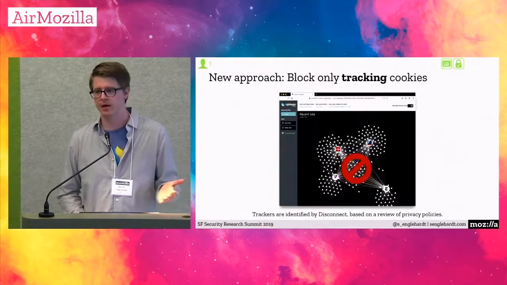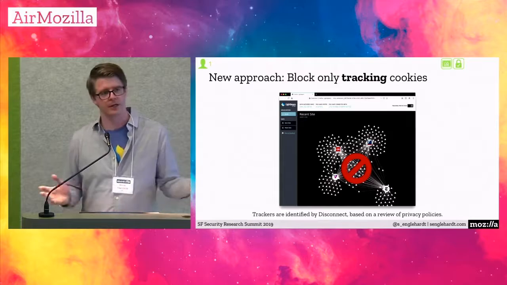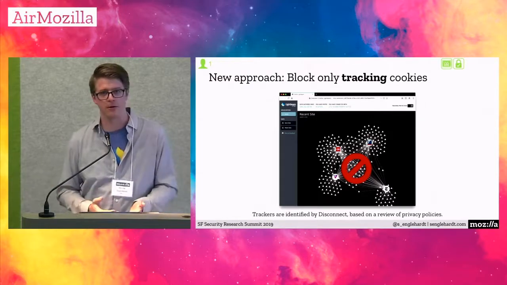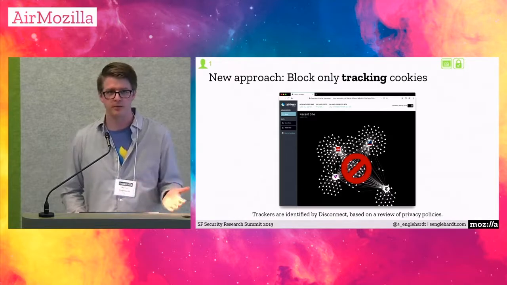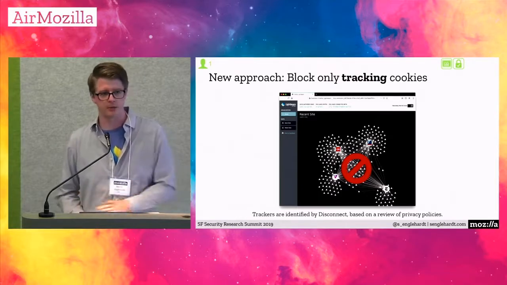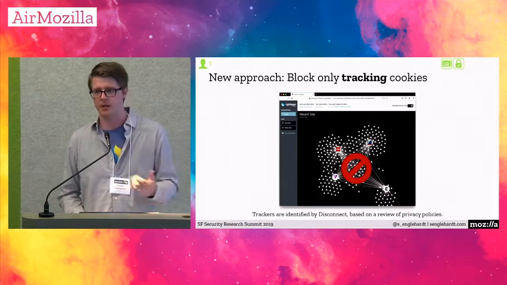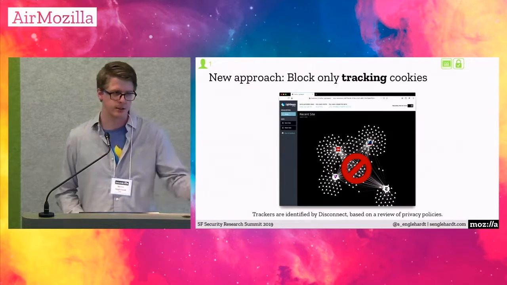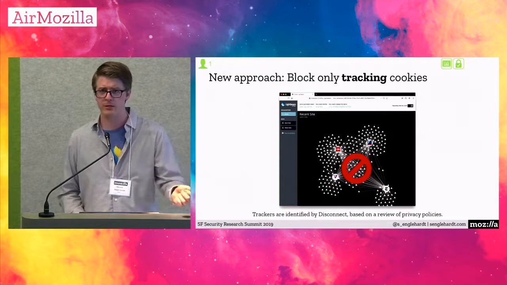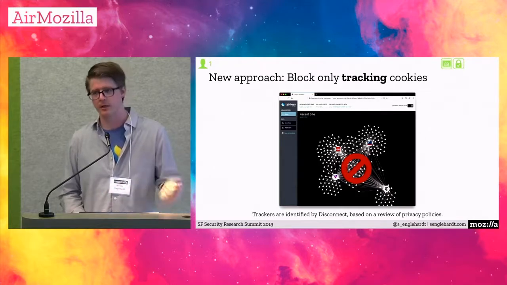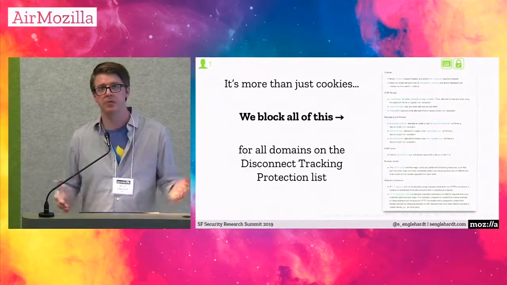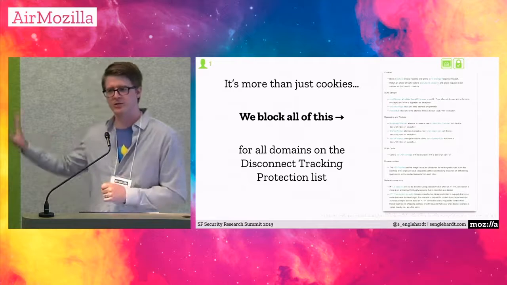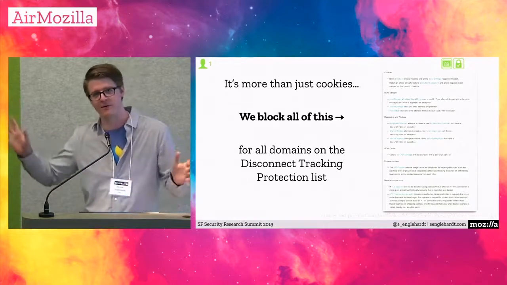So let's start with browser state. Like I said before, rather than trying to block all third-party cookies, what if we just block tracking cookies? We define trackers as parties that are on the Disconnect block list. Disconnect does a policy review, seeing whether the privacy policy allows a third party to collect data, share data, and so on. We have a list of about 2,500 tracking domains, and we block everything on this list, which you probably can't read, and that's okay. It's a lot of things.